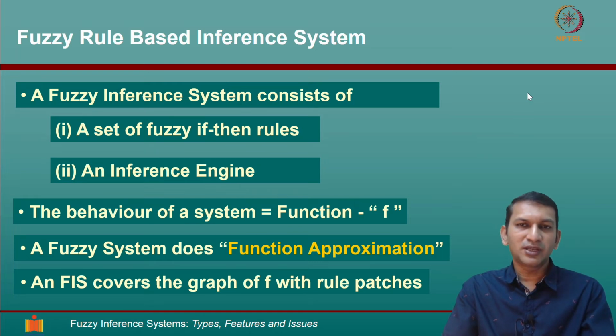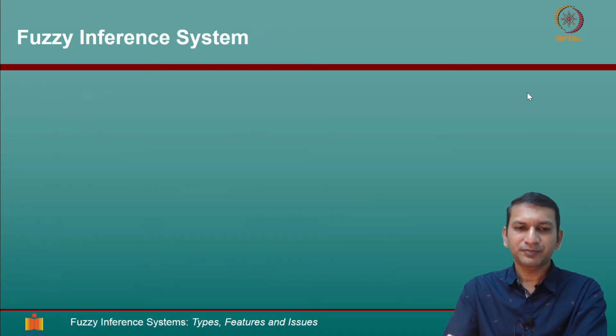The last 2 points are extremely important and we will keep coming back to this throughout this lecture. Firstly, a fuzzy inference system does function approximation. How does it do it? It does it by patching up the function itself, the unknown function itself, in terms of rule patches. As we go along, this will become clear to all of us.